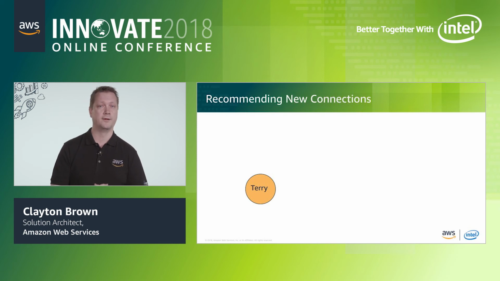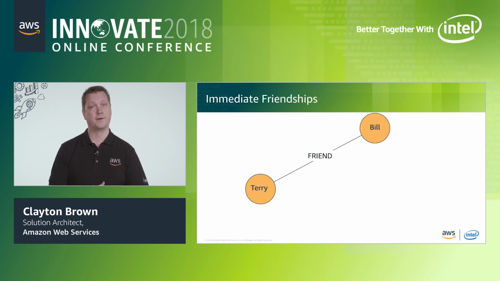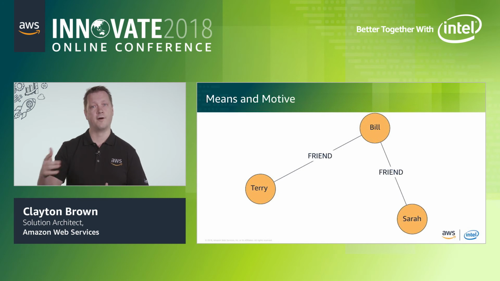So first we start with Terry, and we go out and find the friends of Terry. Then we go out and find the friends of Terry's friends. Now we see that there is not already a relationship between Terry and Sarah, so this represents our opportunity to make a friend recommendation.